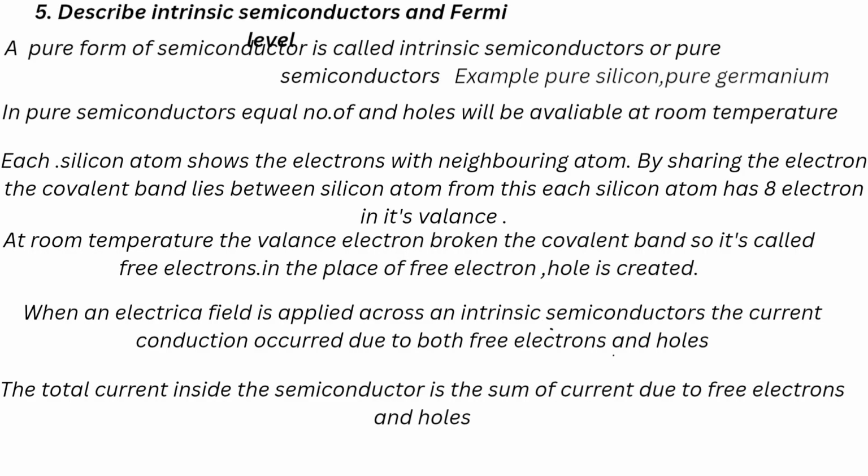And when we apply an electric field to these intrinsic semiconductors, the current conduction occurs due to both electrons and holes. So the total current inside the semiconductor is the sum of the current due to free electrons and holes. Now we will see the crystal structure of the pure semiconductor and energy band diagrams, and we will see what happens if we apply some electric field to that intrinsic semiconductor.